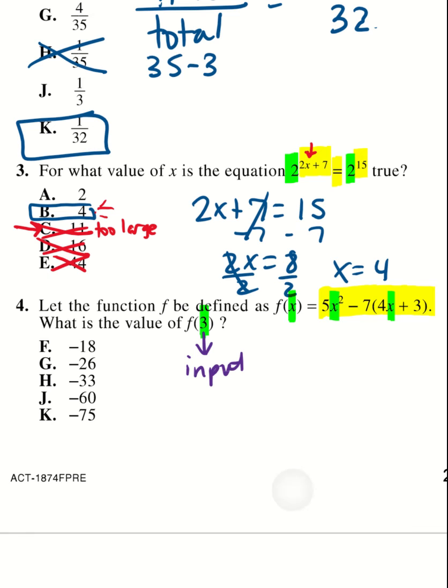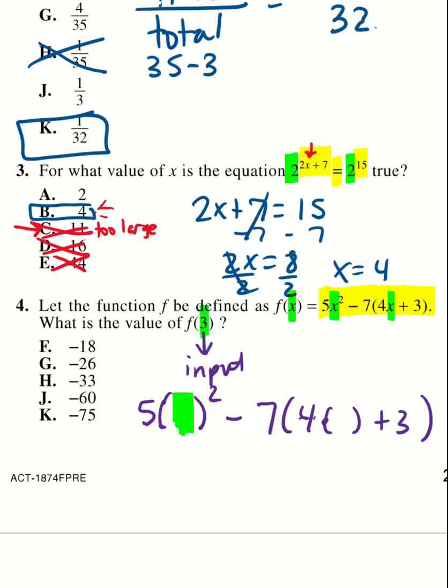So what we would end up needing to do is 5, and then wherever x used to be in this original expression, which was here and here, I'm just going to replace it with the new input of 3. At this point, I would strongly encourage you to not spend your time actually doing this computation. You are all allowed to use calculators, so I encourage you to use your calculator. You can actually type this just how it looks into your calculator, and you will get the correct answer, which ends up being J, -60.